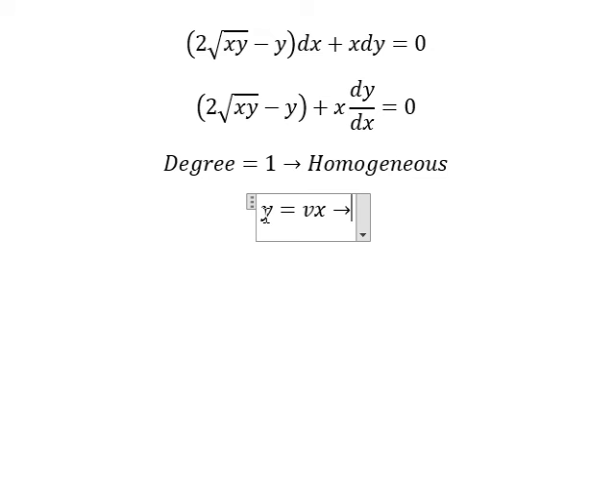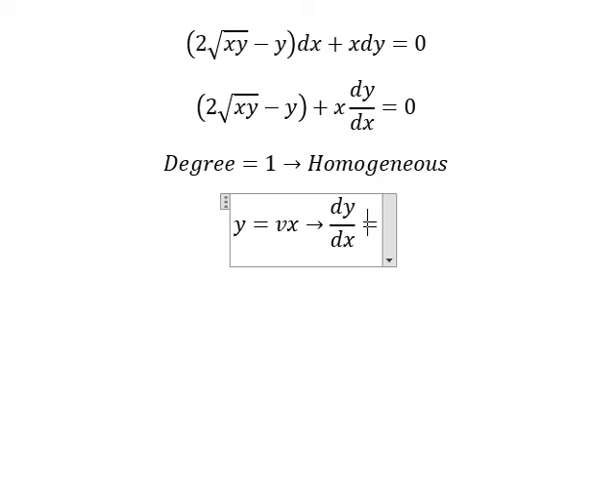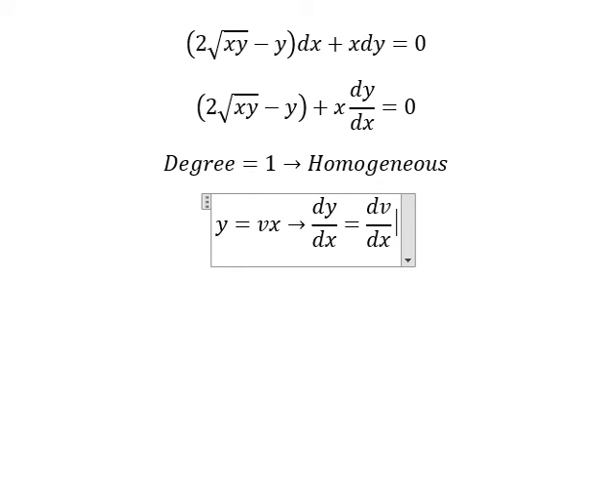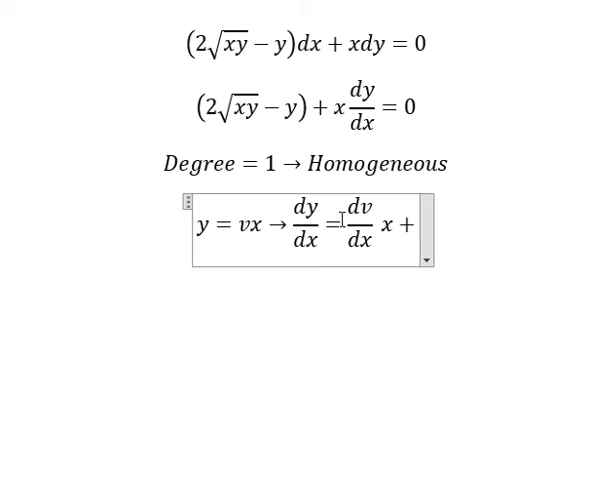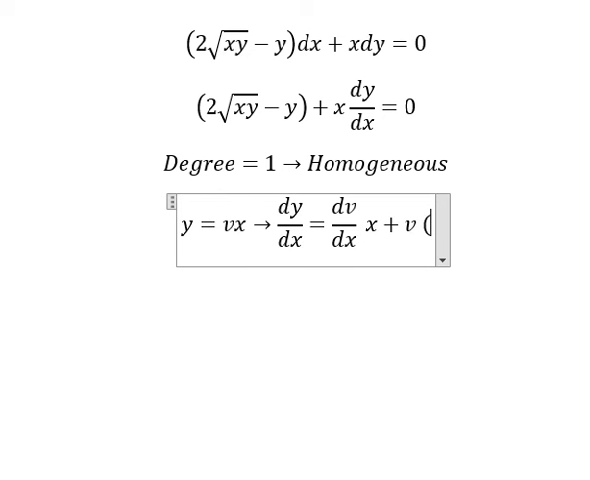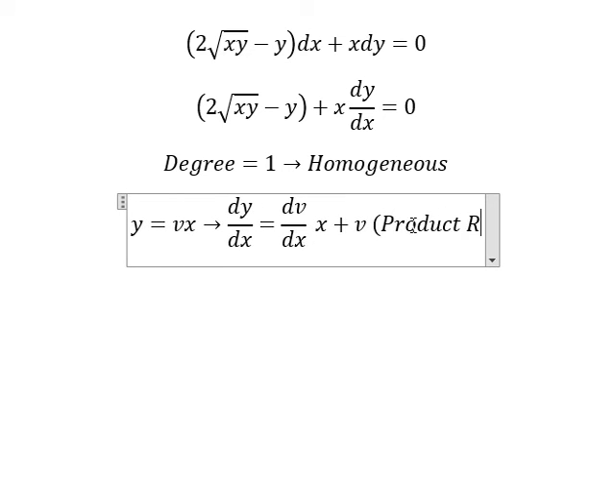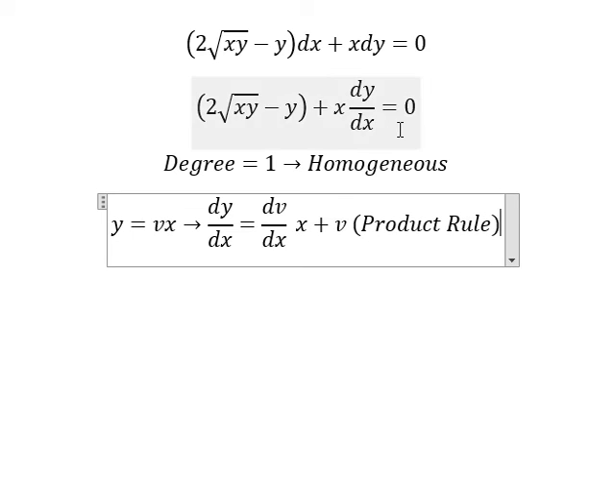Later I will take the first derivative for both sides. First derivative of v, we have dv over dx multiplied by x. First derivative of x, we have number 1, so I will put v. So this is about the product rule of derivative.